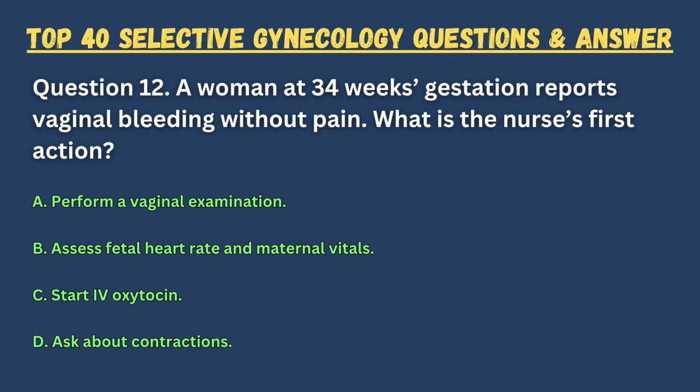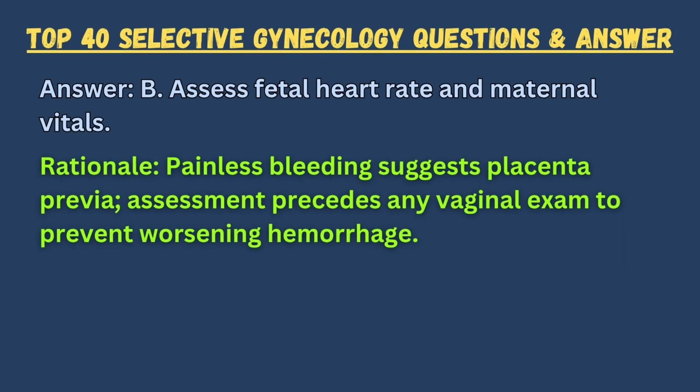Question 12. A woman at 34 weeks gestation reports vaginal bleeding without pain. What is the nurse's first action? A. Perform a vaginal examination. B. Assess fetal heart rate and maternal vitals. C. Start IV oxytocin. D. Ask about contractions. Answer: B.